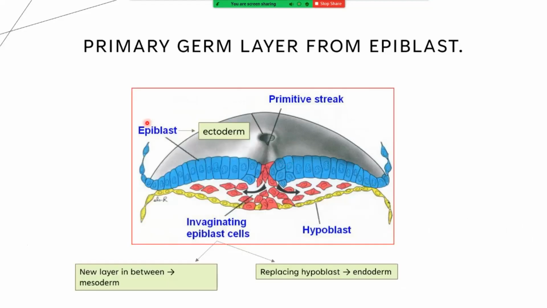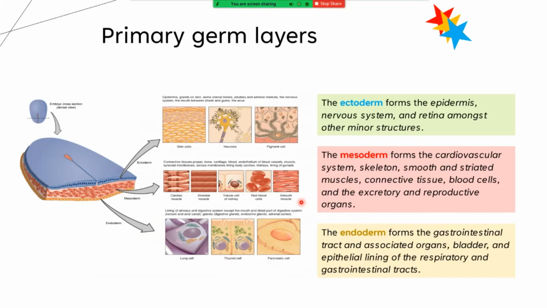Okay, ectoderm, mesoderm, and endoderm. These are the derivatives of the primary germ layers. The ectoderm forms the epidermis, the nervous tissue in the nervous system, and the retina, amongst other structures that form from there.